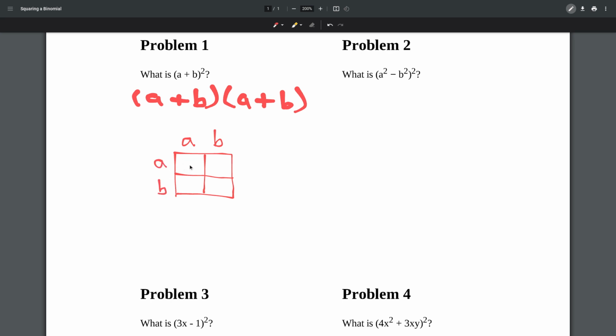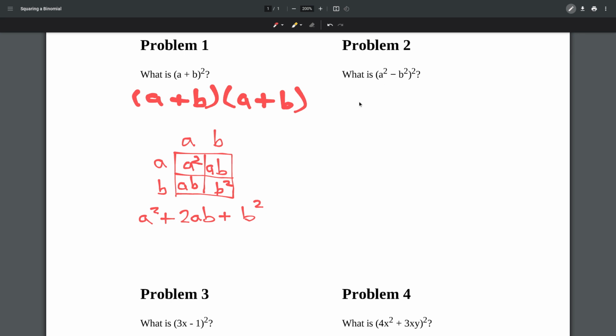Then in this first square here, we do a times a, which is a squared. In the second square here, we do a times b, which is ab. In this third one, we do b times a, which is also ab. And then in the fourth square here, we do b times b, which is b squared. And we come up with the same solution. So we have a squared plus 2ab plus b squared. Okay, so that's the first one. We're going to do the second one, and then I want to see if you guys can see a pattern.